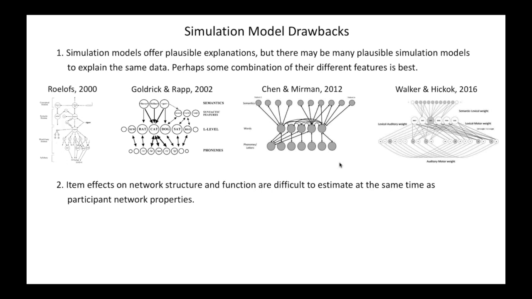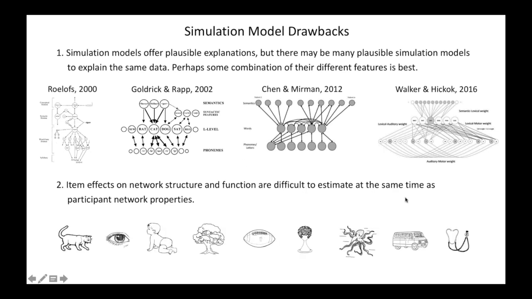And item effects, so a second problem is that item effects on network structure and function are difficult to estimate at the same time as you're estimating participant network properties, right? Typically we ask how networks vary across participants, but presumably the items that are being named will also impact the structure and function of the network. And that is why these networks are pretty much always modeling just one word, cat. There are some exceptions, but typically that's what is going on when we're measuring people's abilities. But we have lots of other items beyond cat, right? There's lots of other items that have different properties that are going to drive the system in a different way.